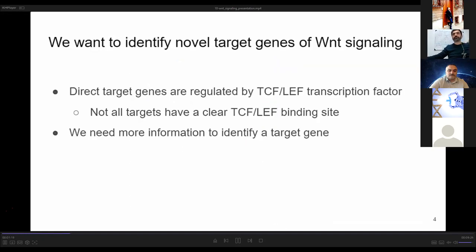Genes that possess a TCF/LEF binding site in their promoters are called direct target genes.